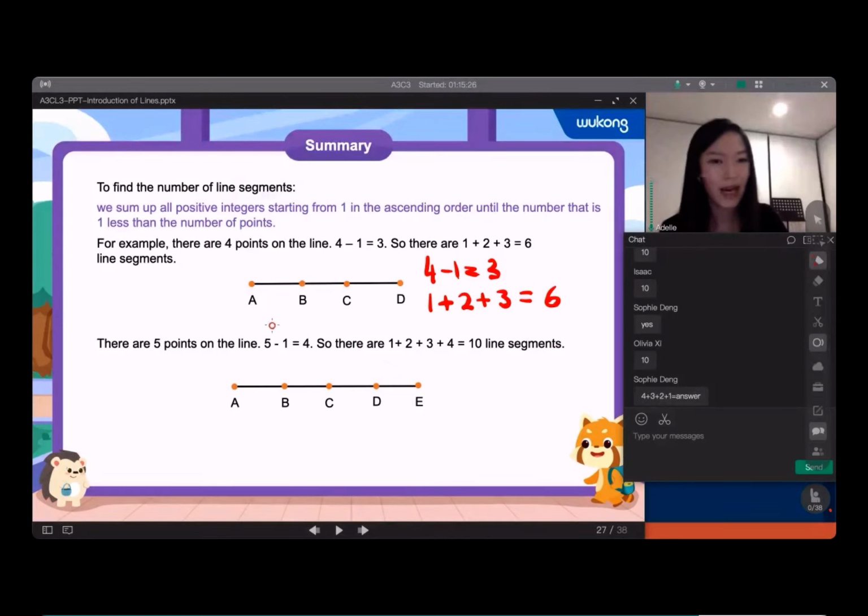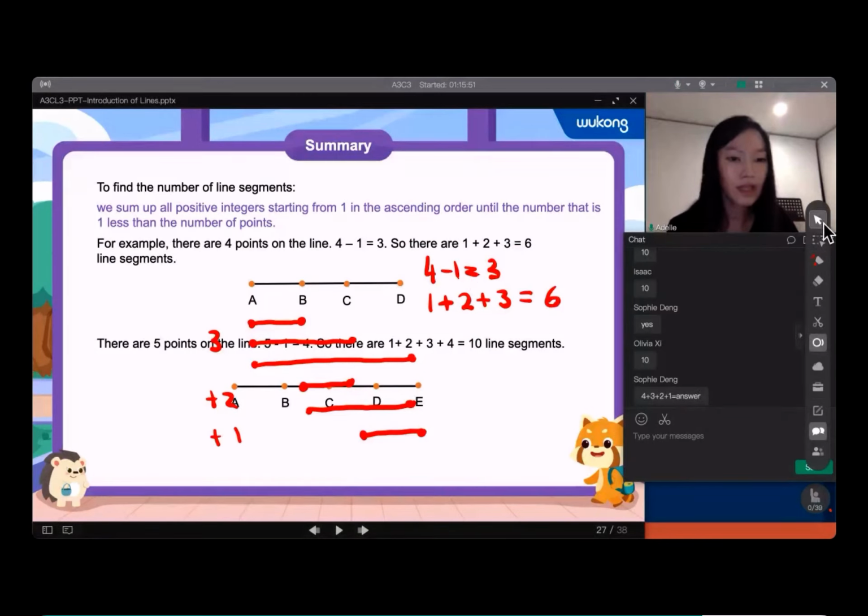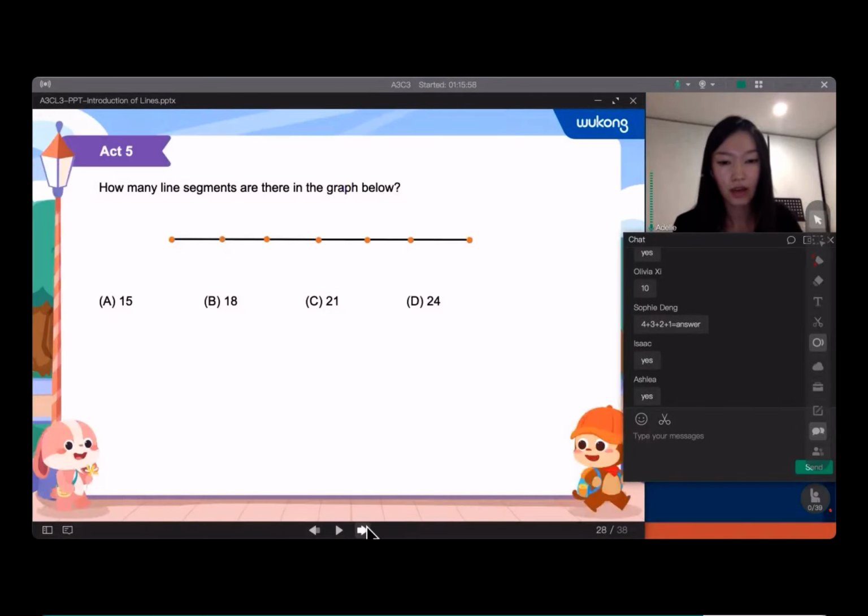Okay, why do we add it that way? So if you look at it, if we have AB, AC, AD, and then this is just going to cover the picture here, so just ignore that. So BC, BD, and then CD. So you can see it's kind of like 3 plus 2 plus 1. That's why we're doing it in this math equation, okay? Does that make sense, everyone? Yeah? Okay, good job. So let's try with an act question, okay?